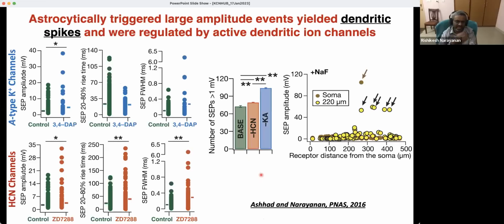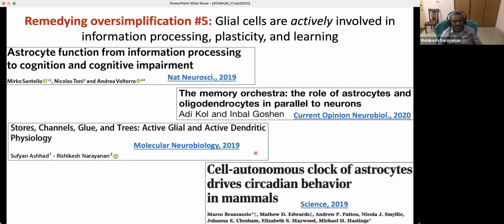Here, this gives a line of evidence that there are strong interactions between the glial cells and neurons, neuronal dendrites, and the active components of both of them in terms of mediating or regulating information processing. So again, there are several reviews. This is just one subset of it, and there have been several others coming along, which talk about the important role of glial cells in information processing, in plasticity, in circadian behavior.